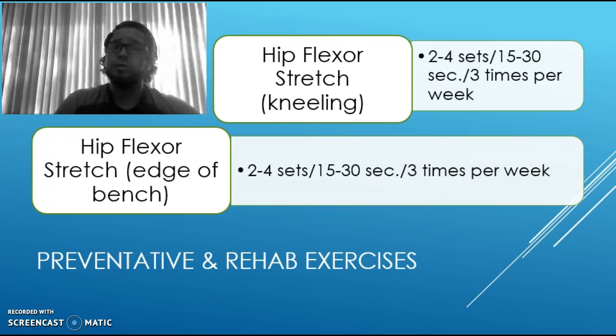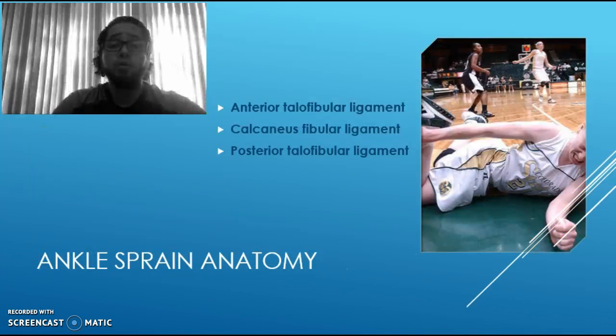You want to do this 15 to 30 seconds, 2 to 4 sets, and 3 times per week. Moving on to the ankle sprain anatomy. The most commonly torn ankle ligament is the anterior talofibular ligament, which is on the lateral aspect of the ankle.